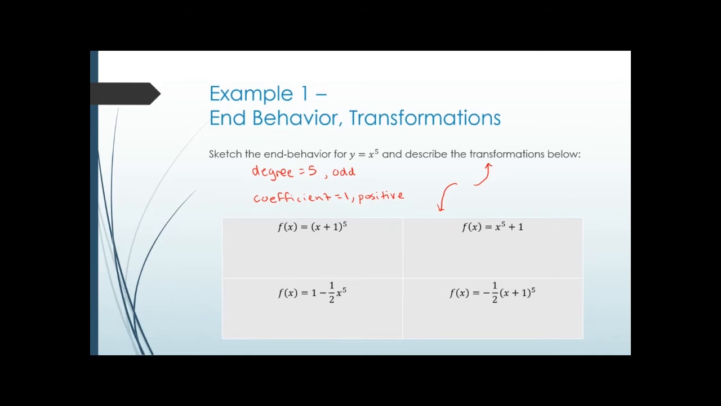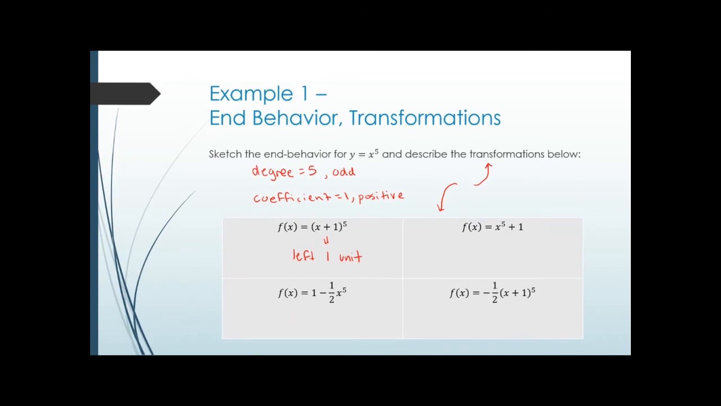So if we're looking at the top left, I have f of x equals (x plus 1) to the 5th power. So we have something added to x, and anything we do to x shifts left or right. And it always does the opposite. So because that's a plus, this means we are going left 1 unit. So we're doing the opposite. Instead of moving towards the positive, we're moving towards the negative.